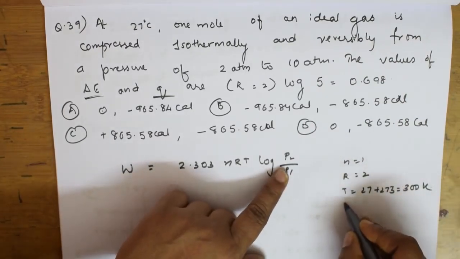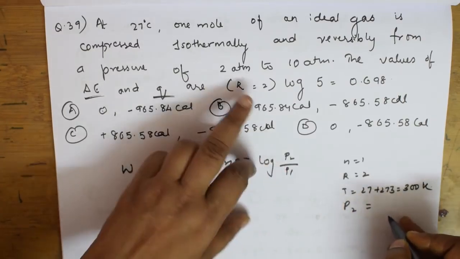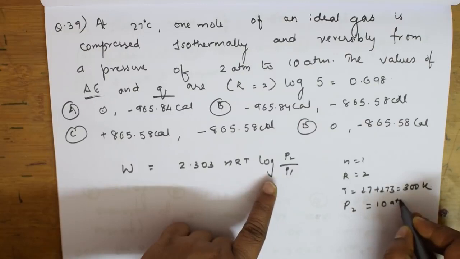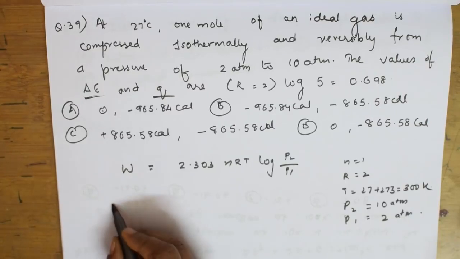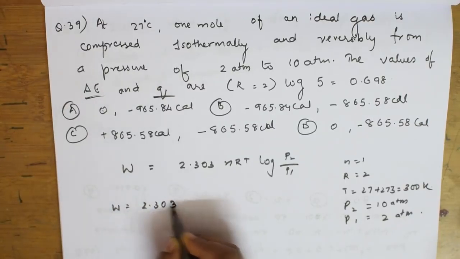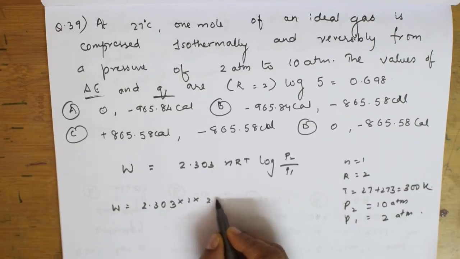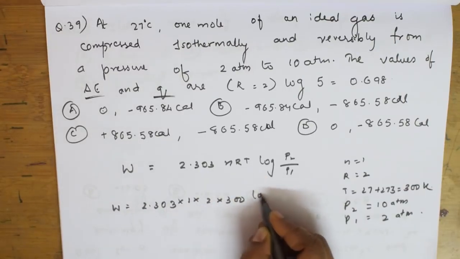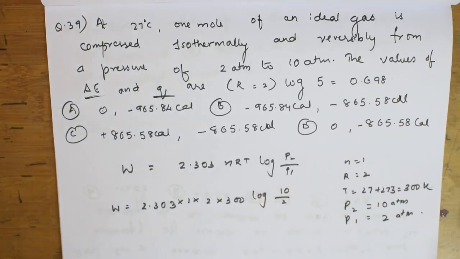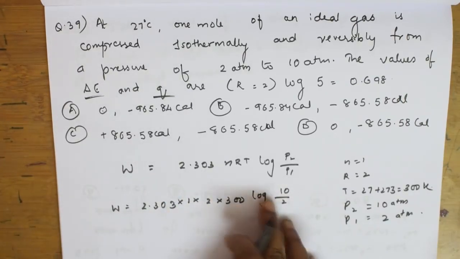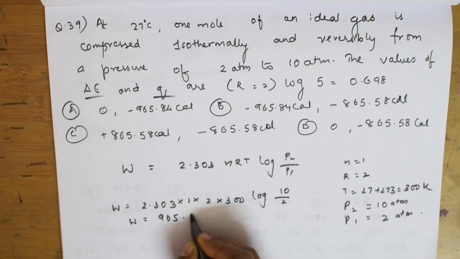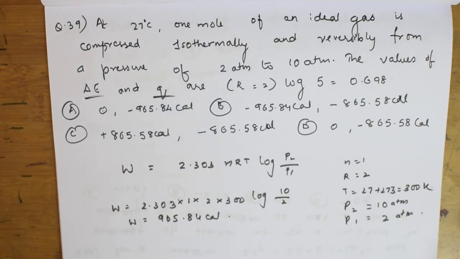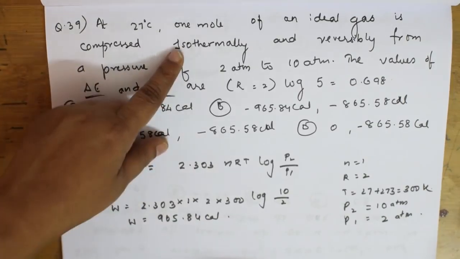Pressure, how much is given? They said 2 atmospheres to 10 atmospheres. So 10 is P2. What is P1? 2 atmospheres. So let us substitute everything. W is equal to 2.303 into 1 into 2 (the R value) into 300 (the T value) into log 10 by 2. When I solve this whole thing, I get an answer of 965.84 calories.